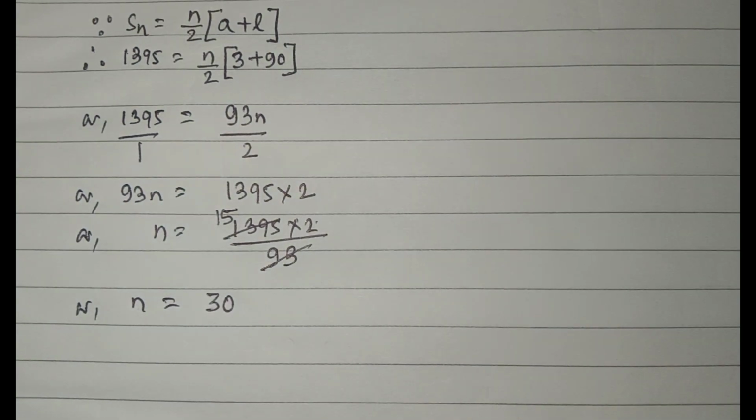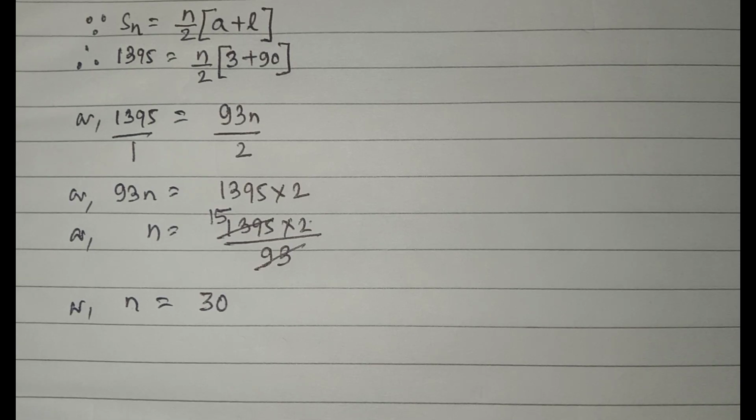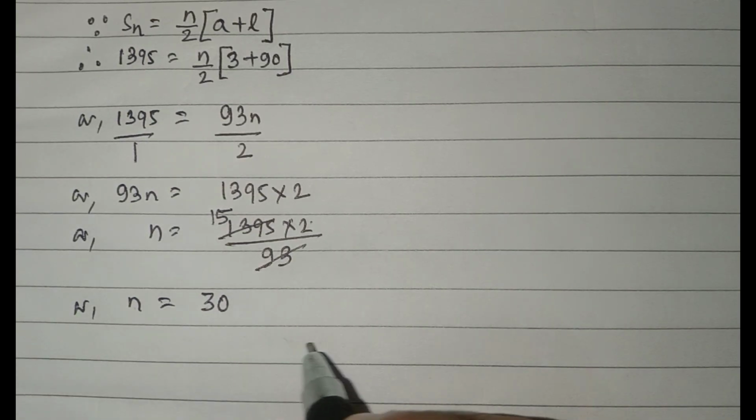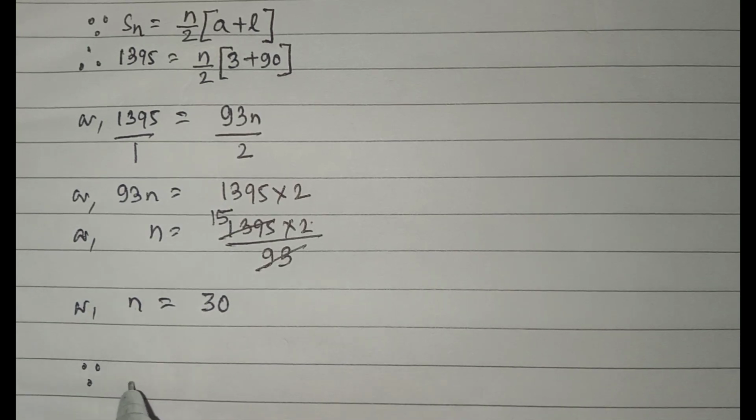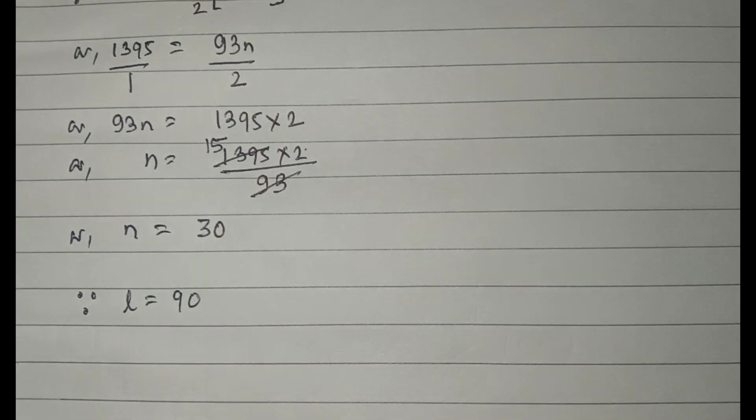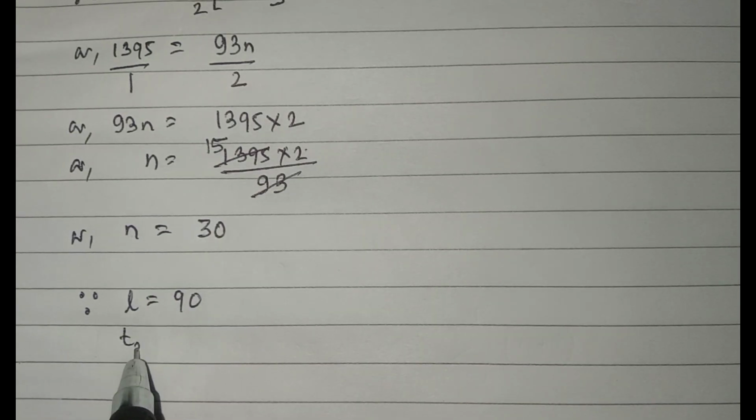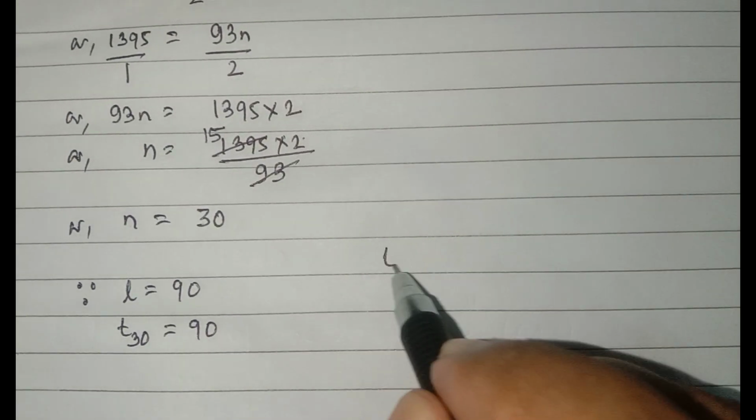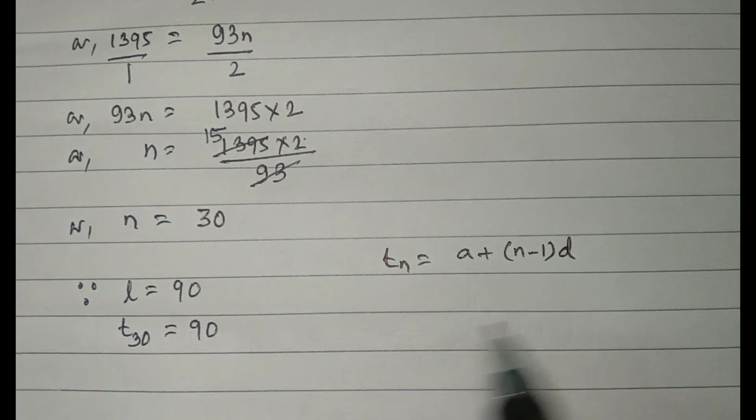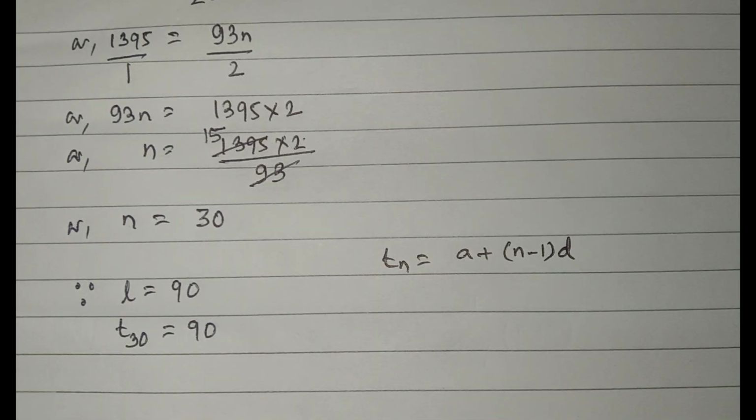So there are 30 terms in the series and we have to find the common difference. We are given the last term is 90, and this last term, 90, is the 30th term. Okay, so the last term T30 is 90, and applying the Tn formula, which is a plus (n minus 1) times d, we are going to get the common difference here.